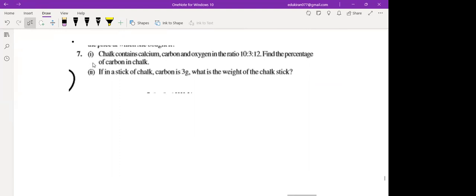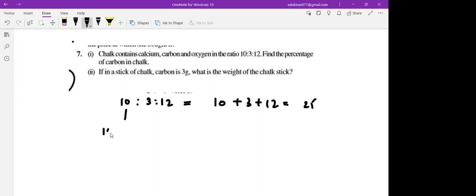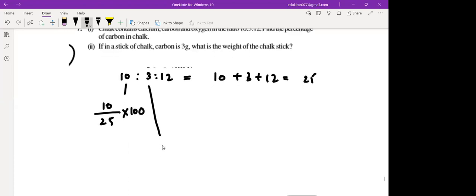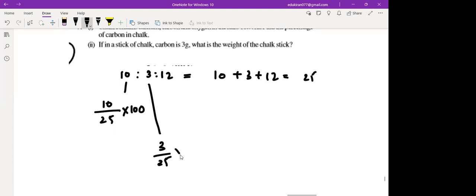See, the question says, a chalk container contains calcium, carbon and oxygen in the ratio 10, 3, 12. Find the percent. The first thing is, I will add this: 10 plus 3 plus 12. What will I get? 25. Okay. So 10 by 25 multiplied by 100 for calcium, 3 upon 25 multiplied by 100 for carbon, and 12 upon 25 multiplied by 100 for oxygen.